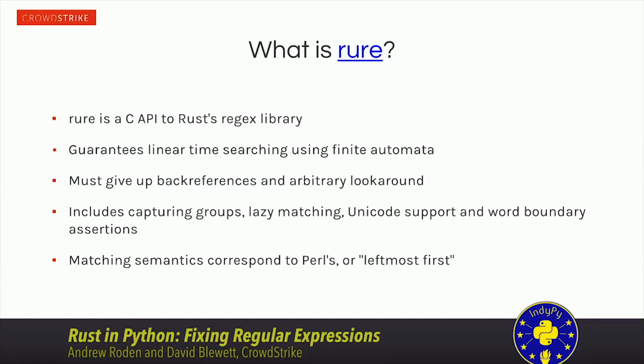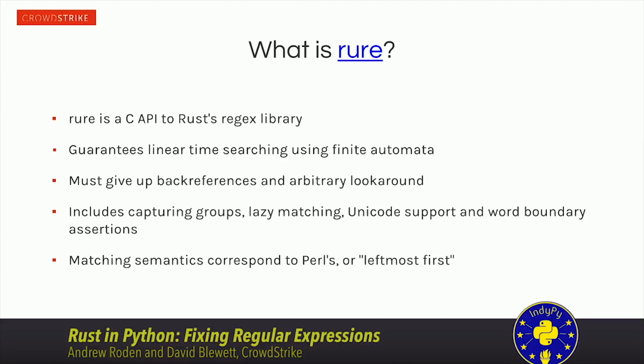So when we were looking for a replacement for Python's regular expression library, we wanted to be able to adapt, to be able to call it from the Python interpreter. So the rure package in the Rust ecosystem is exposing the regex crate to the C world. So if you have a C application, you can call directly into Rust's regex library. So in exchange for giving up some of the features that Andrew mentioned, back references and arbitrary lookaround, you get linear time searching across the entire string.